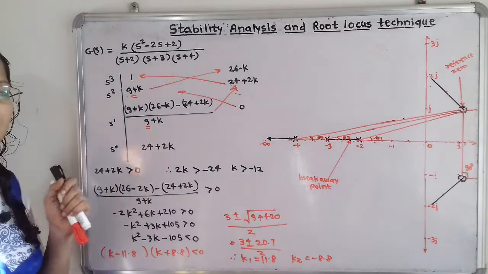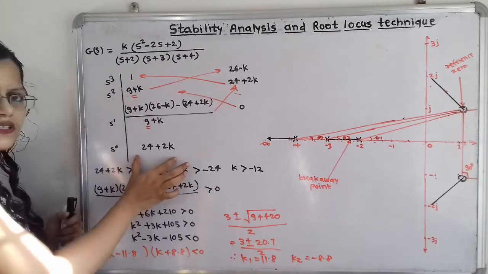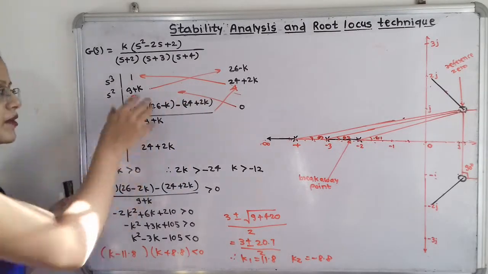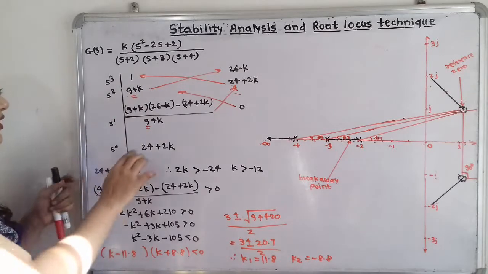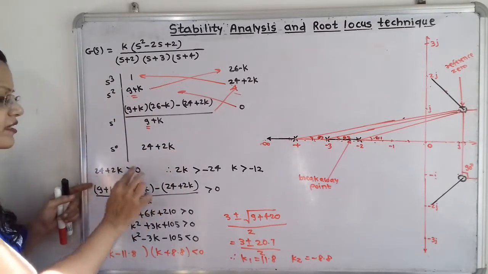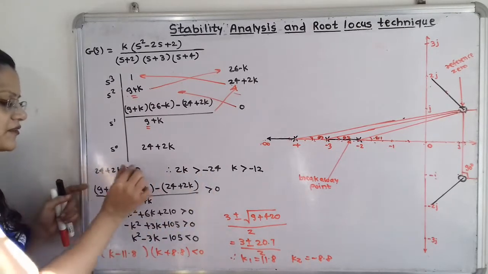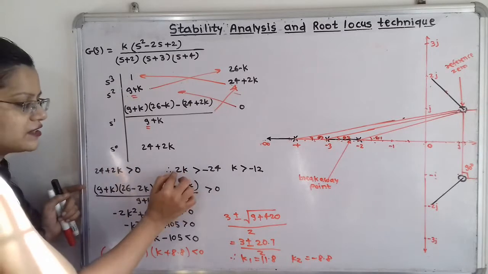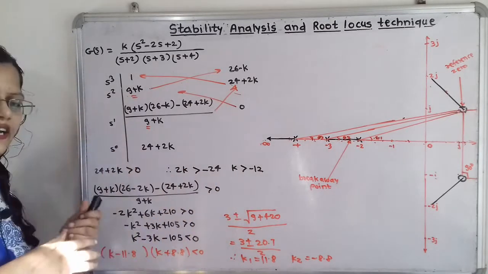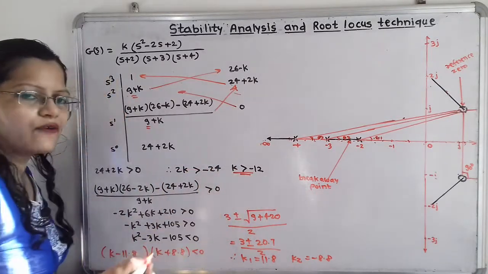So how will it become a positive number? If I take all these numbers in the form of k to be greater than 0, then all numbers will become positive. So if I take 24 plus 2k greater than 0, then 2k is greater than minus 24. I will transfer this 24 to the right hand side. If I divide both sides by 2, then k is greater than minus 12. So this is the one condition that we have to take.